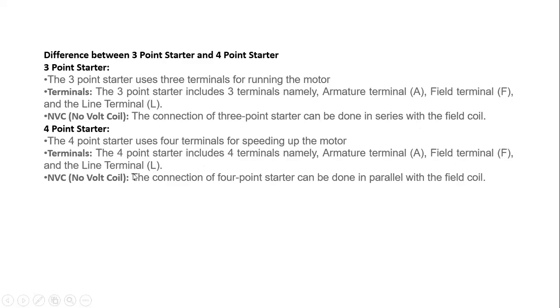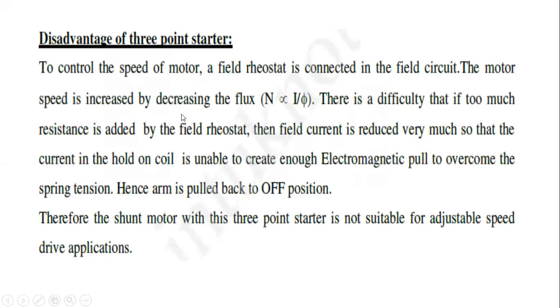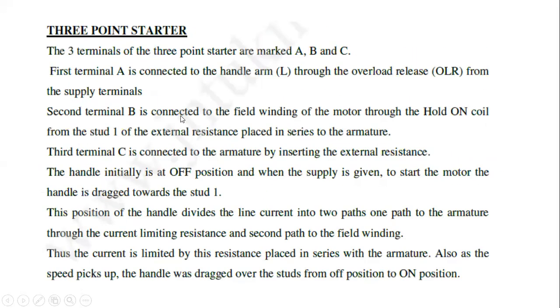In the 3-point starter, the no volt coil is connected in series with the field coils. In the 4-point starter, the no volt coil is connected in parallel to the field coils. This is the basic difference between the 3-point starter and the 4-point starter. Understand? This is the purpose of a starter.